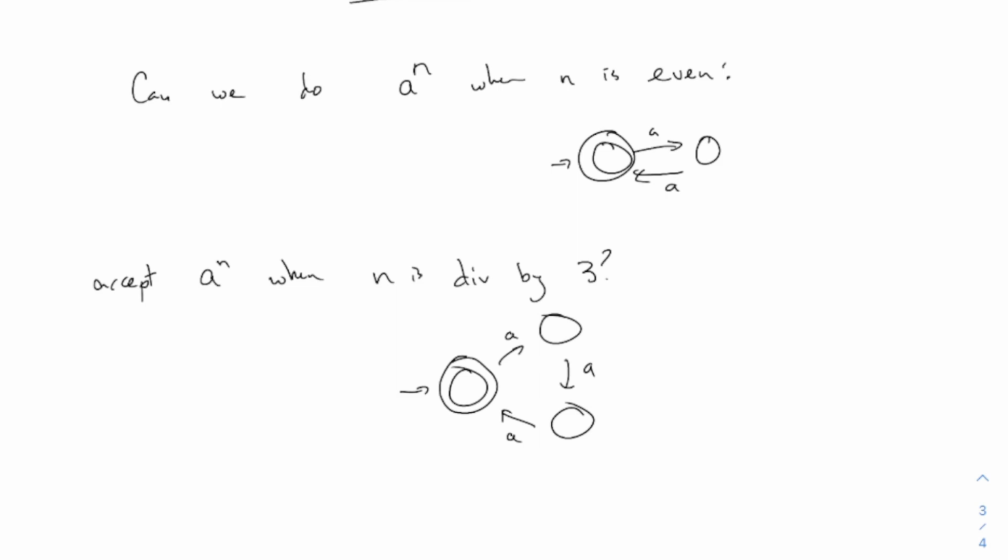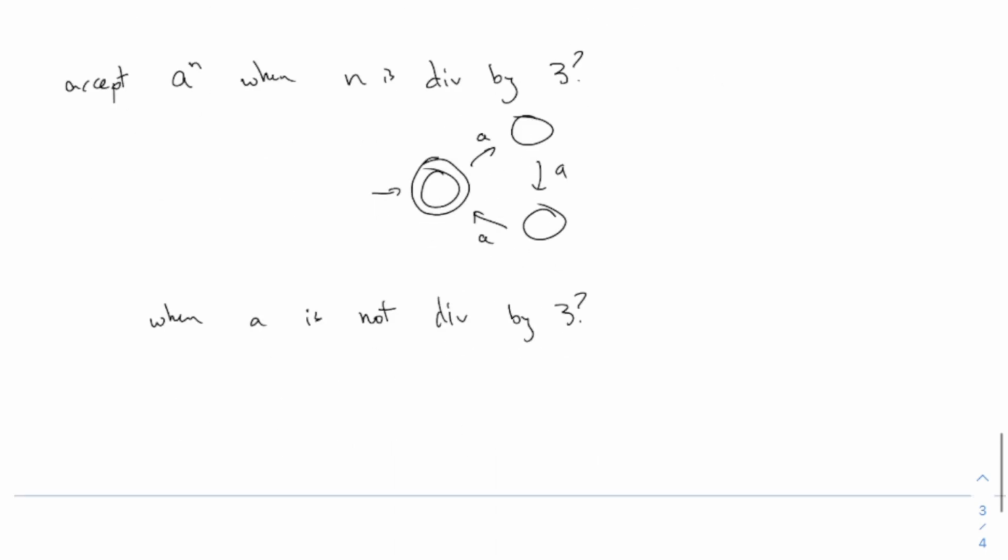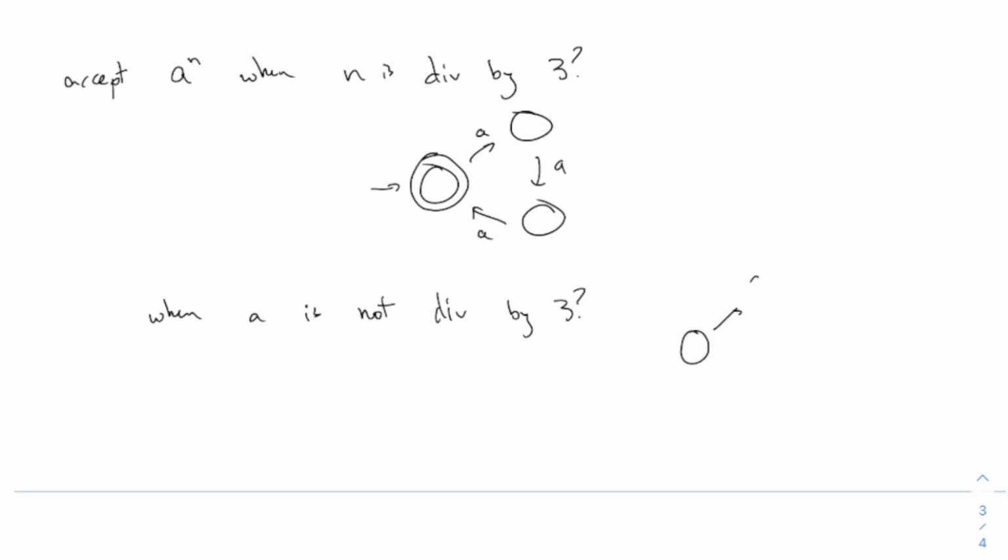Right? Great. How about when a to the n where n is not divisible by 3? Yeah? Can you just make the other two accepting states? Yeah, use the same diagram, but just flip-flop which ones are accepted and which ones are not accepted. So this would look like this. Great. Something like that. This will accept when n is not divisible by 3.